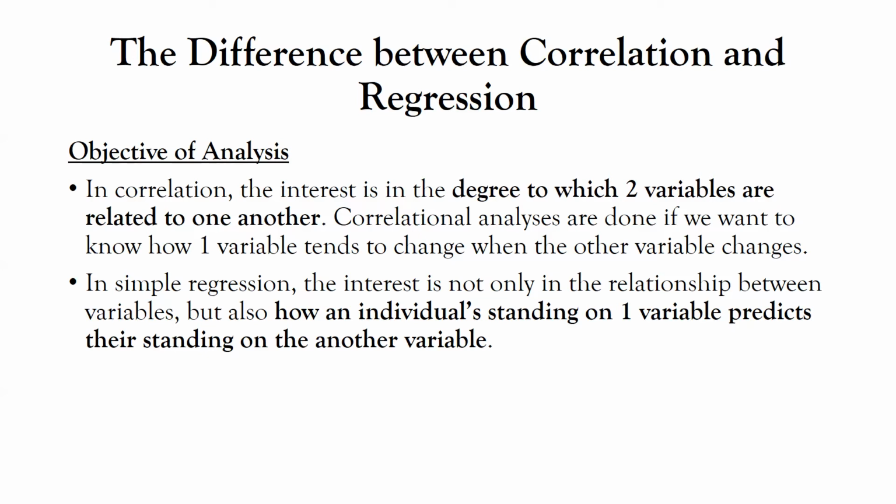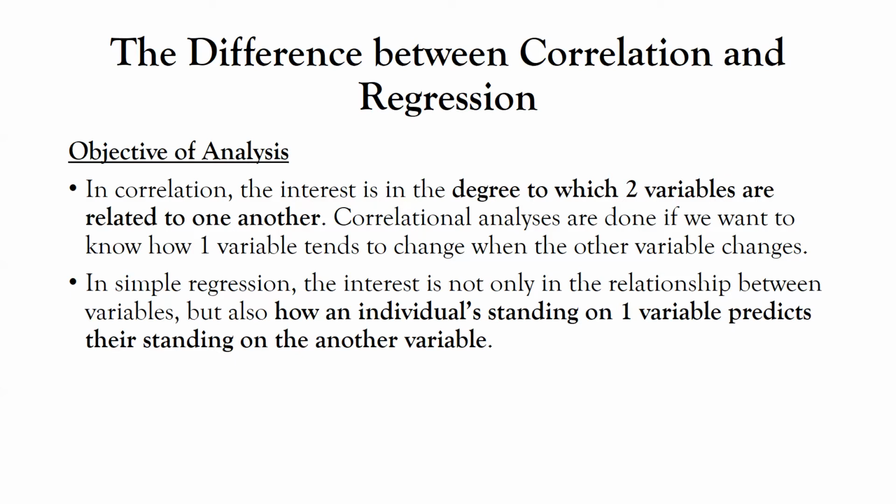On the one hand, regression analysis is not only interested in the relationship between variables. Regression analysis also does that by using correlation, but regression, as an important part of statistics or inferential statistics, aims to make predictions. Specifically, how to predict, if an individual's standing on one variable is a certain value, how can we predict that individual's standing on another variable?